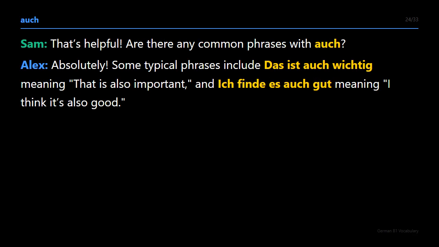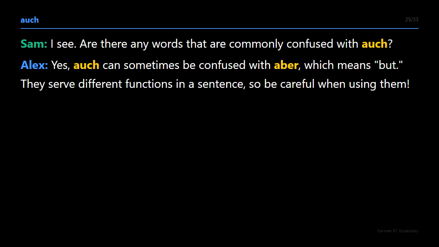Absolutely. Some typical phrases include, Das ist auch wichtig, meaning that is also important, and Ich finde es auch gut, meaning I think it's also good. I see. Are there any words that are commonly confused with auch? Yes, auch can sometimes be confused with aber, which means but. They serve different functions in a sentence, so be careful when using them.